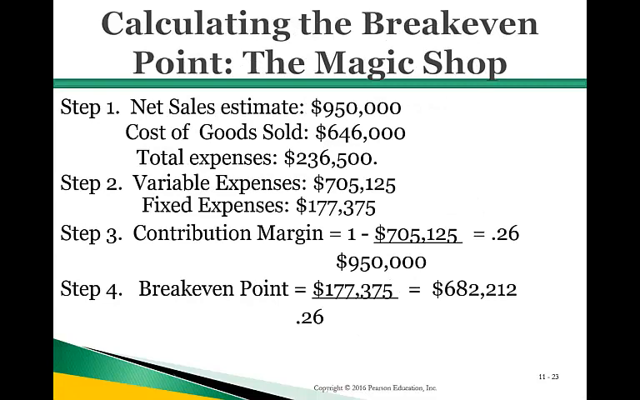So here is a break-even analysis for an example company, in this case the Magic Shop. Net sales estimate $950,000, cost of goods sold $646,000, total expenses $236,000. You're dividing those expenses into variable and fixed. So the contribution margin is 0.26, and the break-even point is $682,000.